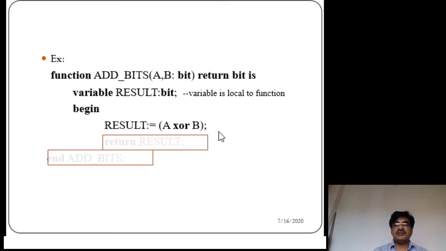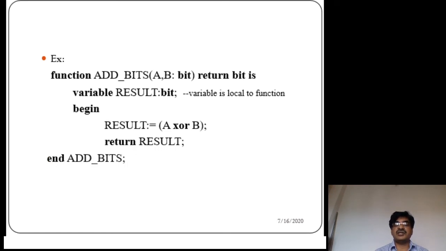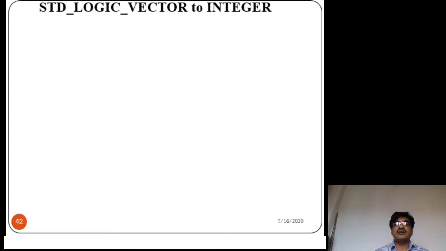Okay, then the result calculation is over. After that, which result is returned? The result value is returned. To which calling program? Where is the calling statement? That is in the main program. It is actually a subprogram, right? So it sends the result to the main program. Okay, then end this function as end function name, like this. Clear? Like that you can write the functions.